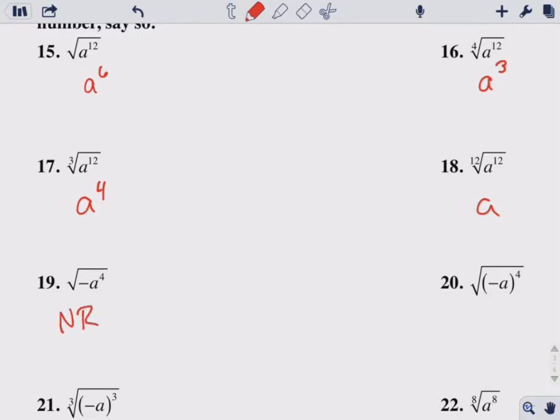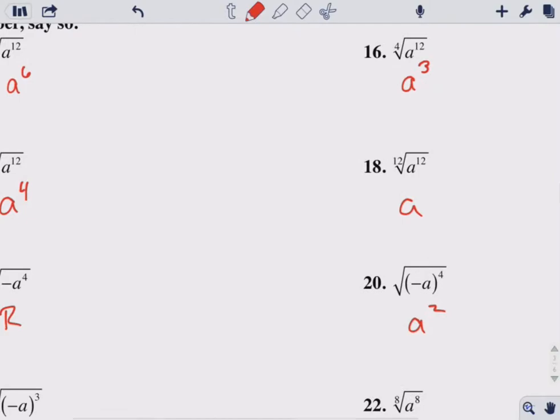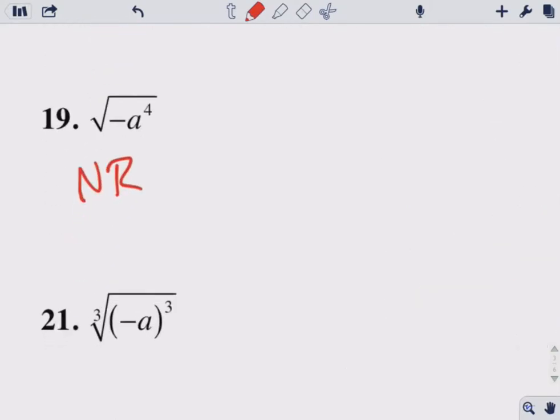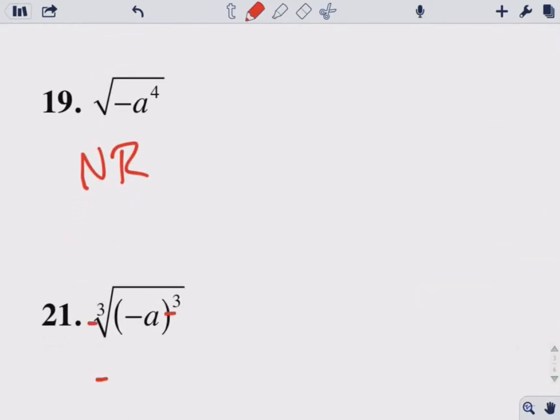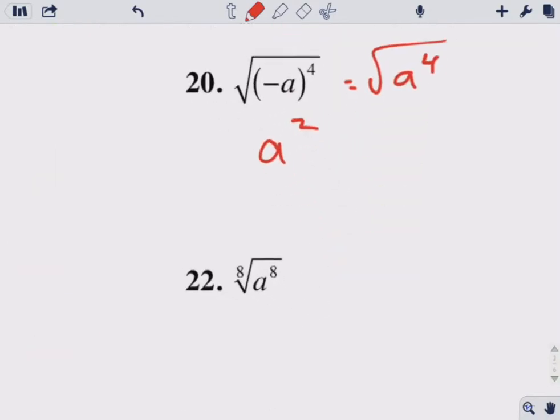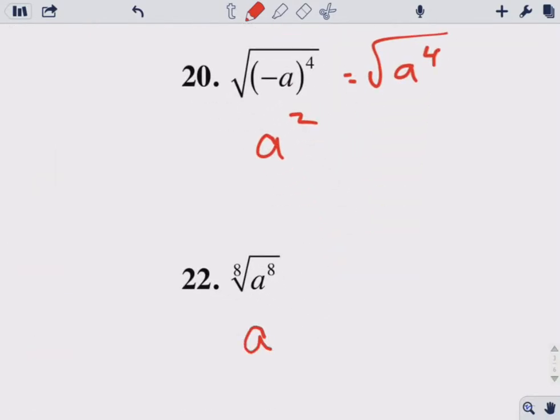This is not real. This is a squared. Remember, we take this, that's the square root of a to the 4th. Even powers will take care of the negatives. Cube root means I can have a negative answer. And then 8 divided by 8 is the first, or a.